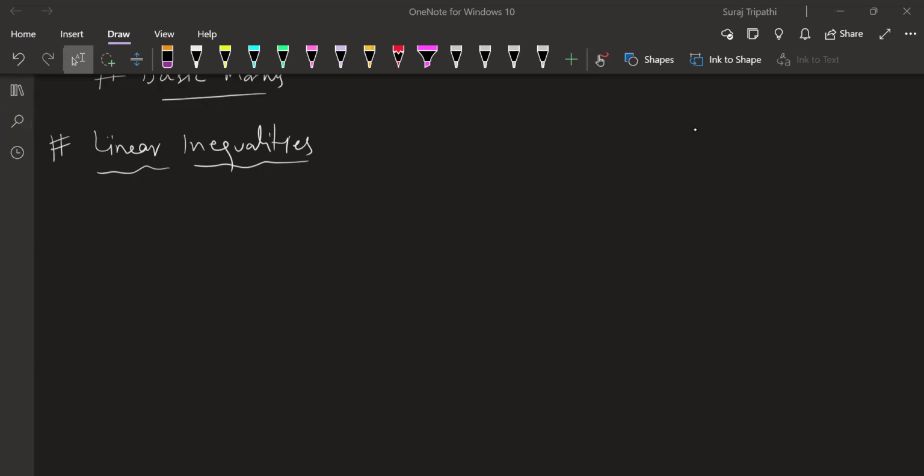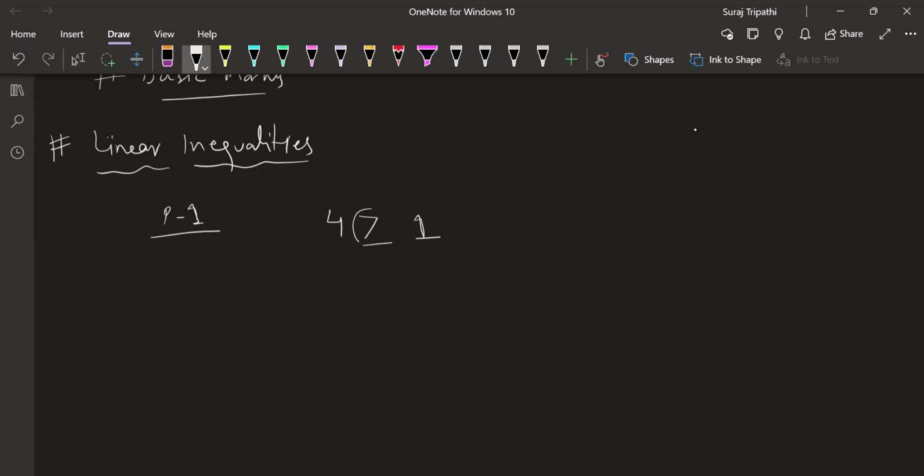For linear inequality, there are some basic properties, which I will be explaining here. So property number one is, what about this one? 4 is greater than or equal to 1. Is this correct or not?